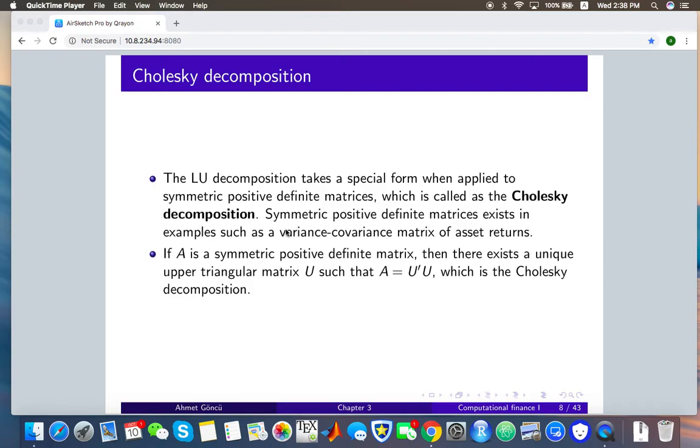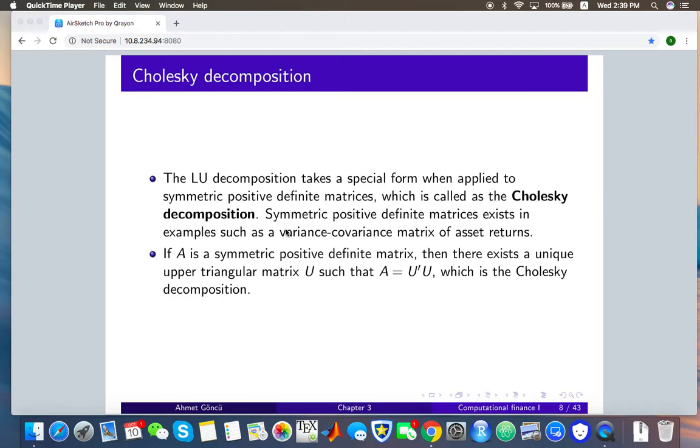A special case of the LU decomposition is the so-called Cholesky decomposition. There are two conditions in order to be able to apply the Cholesky decomposition. First, our coefficient matrix should be a symmetric matrix, and second, it should be a positive definite matrix.